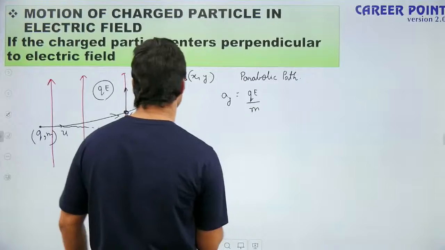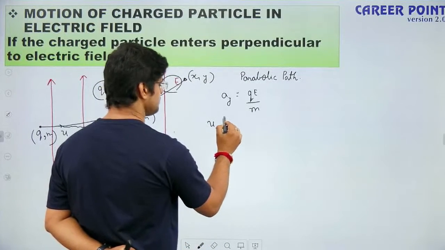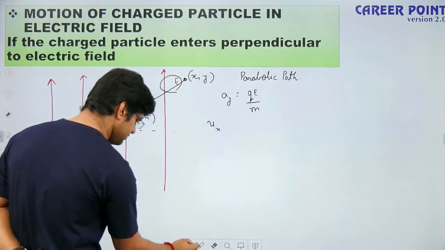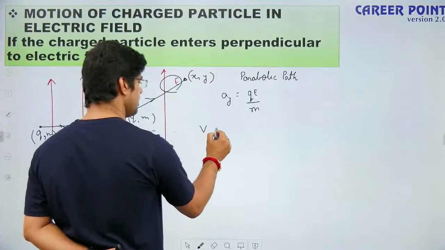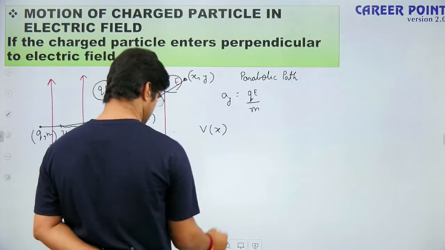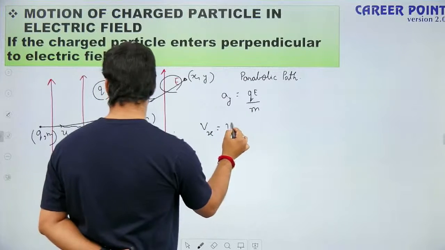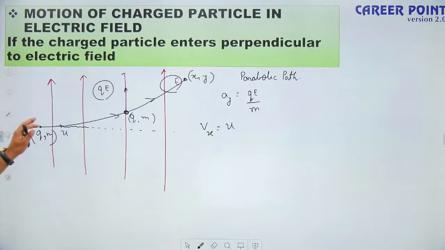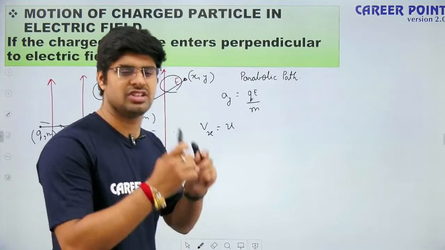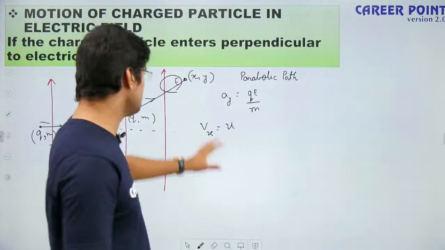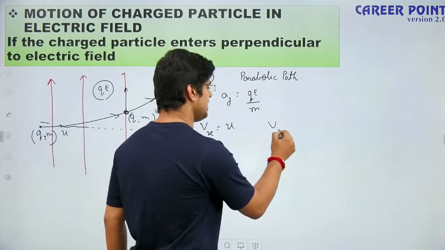One thing, velocity in x direction is always going to be u only. Whatever the initial velocity was, the same initial velocity will remain for the whole journey. Why? Because in x direction there is no external force acting due to the electric field present here. So what about velocity in y direction?